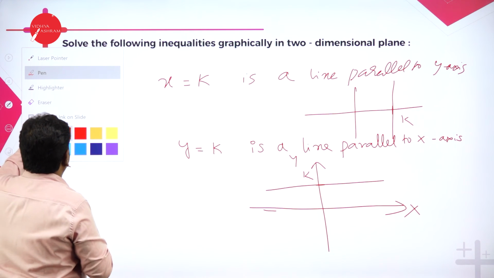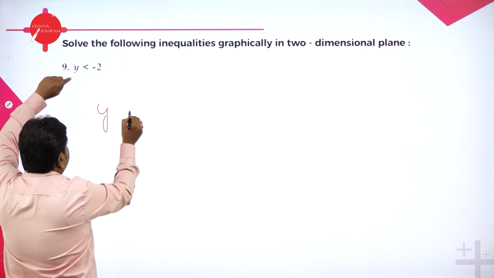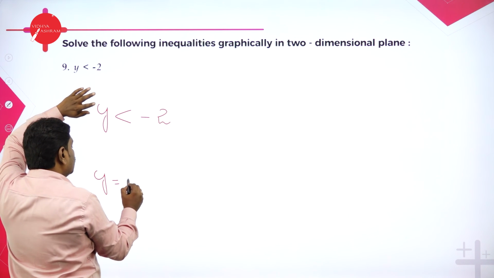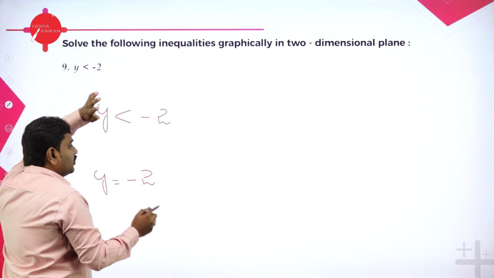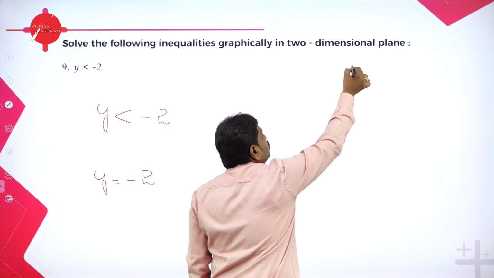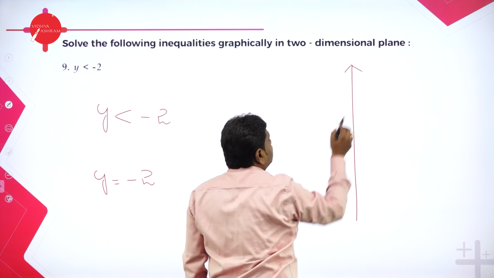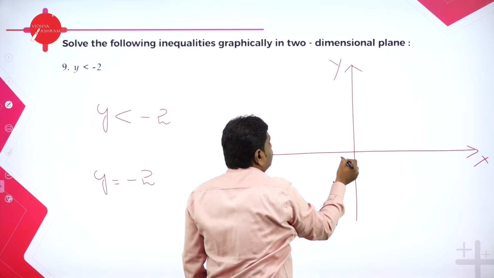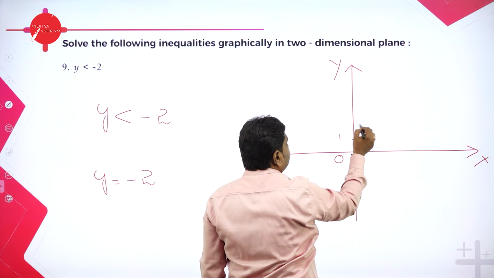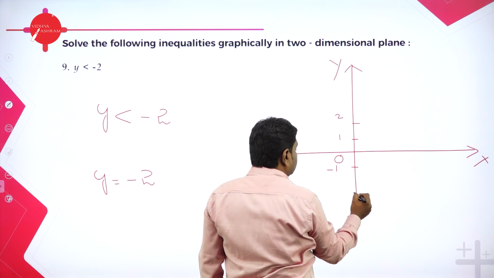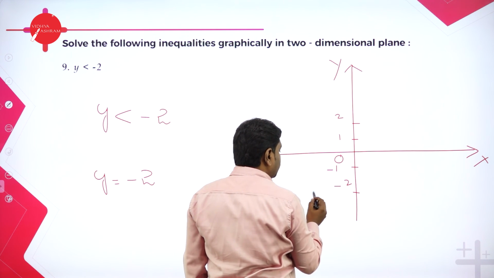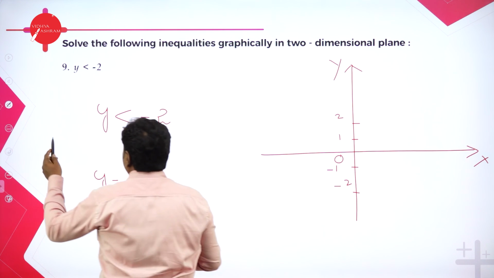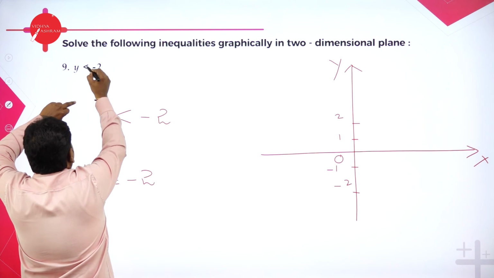Okay, let me go ahead with the problem. So I have y strictly less than -2. If you want to draw a line, I should take y is equal to -2. You know how to write y is equal to -2? Simple, y is equal to constant. On the y-axis, search for -2. This is 1, 2, this is -1, this is -2. On the y-axis at -2, I should draw a line parallel to x-axis. In the given question, it is strictly less than.